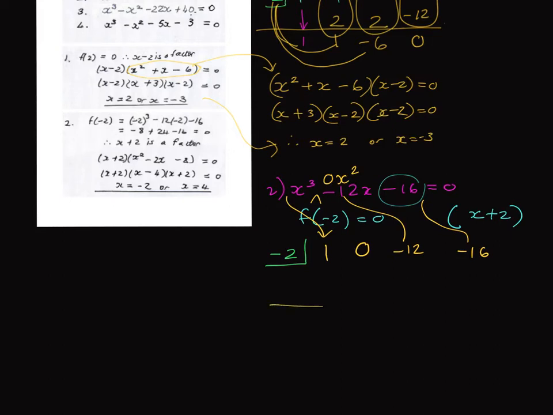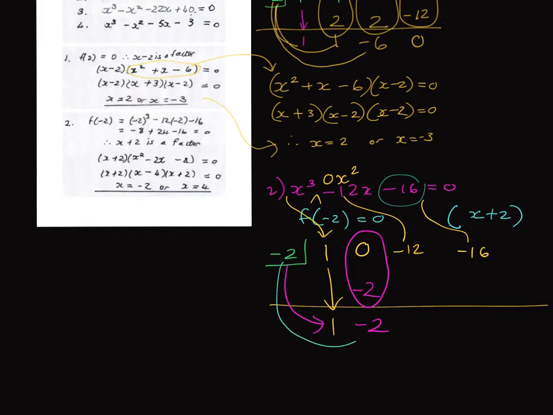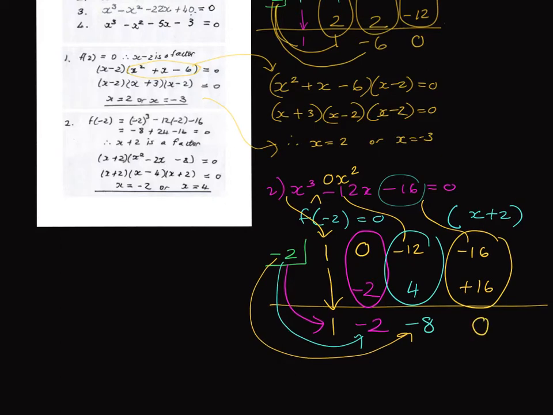And then we're going to bring our 1 down, and then it's going to be our negative 2 times 1 is negative 2. 0 plus negative 2 is negative 2. Then it's negative 2 times negative 2 is positive 4. Negative 12 plus 4 is going to get you to negative 8. And then you're going to work with negative 2 times negative 8 is positive 16. And that gets you your 0 at your end. Your constant must cancel out at the end.